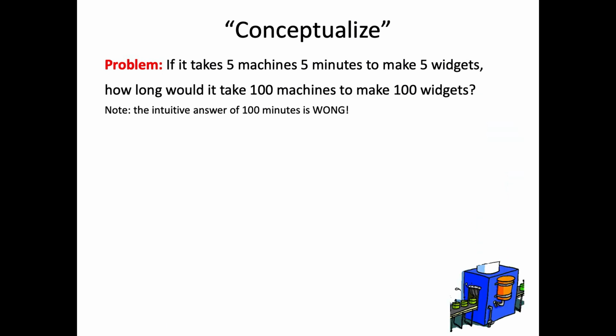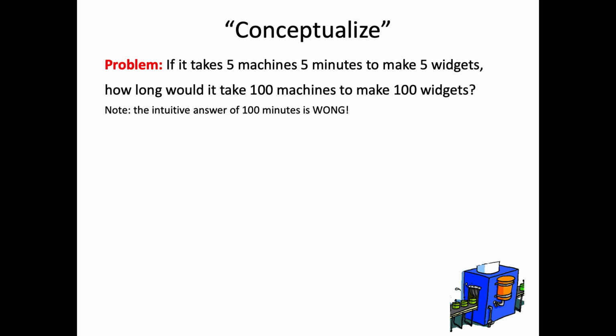Let's complete one more. I promise this is the last non-pharmacy related question, but let's do one more excellent example of this idea of conceptualization and how our brain likes patterns. And sometimes that pattern can lead us to the wrong answer if we're not careful. So in this question, it says, if it takes 5 machines 5 minutes to make 5 widgets, how long would it take 100 machines to make 100 widgets?